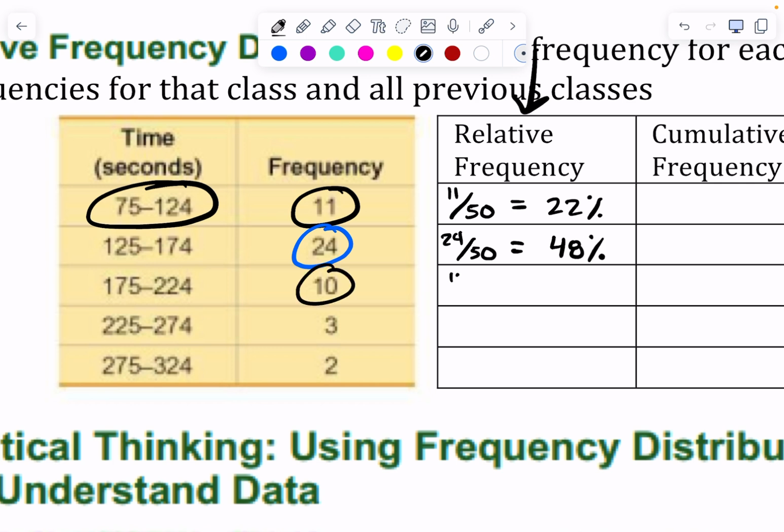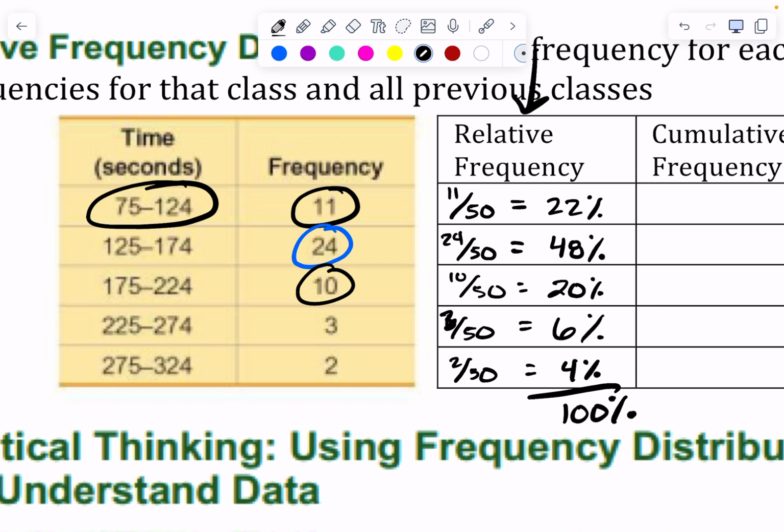10 out of 50 is 20%. 3 out of 50 is 6%. I'm already trying to do the math already. 2 out of 50 is 4%. Which of those percentages added up to be 100%? True? Yes? Okay, but relative means in relationship to all others, like 11 out of the total, 24 out of the total. Yes, ma'am?